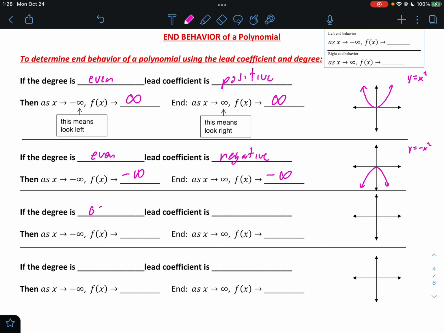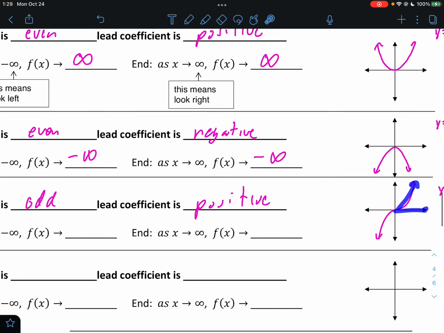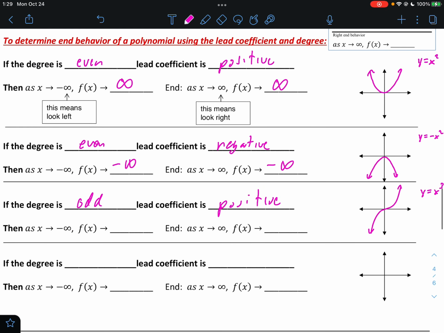What about an odd degree positive? For an example of that, we can look at y equals x cubed, right? Positive 1 x to the third power. We should know what that graph looks like. Something like that, right? As x goes left, y goes down. As x goes right, y goes up. So as x goes to the left, y goes down. As x goes to the right, y goes up.